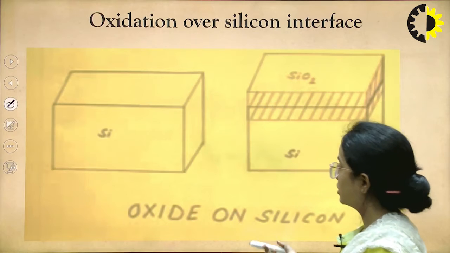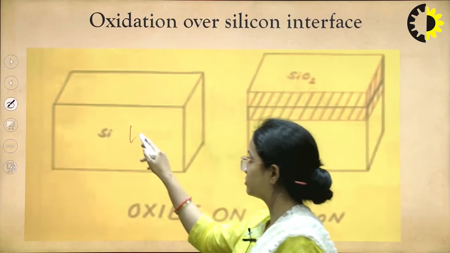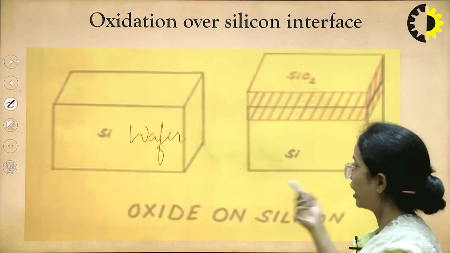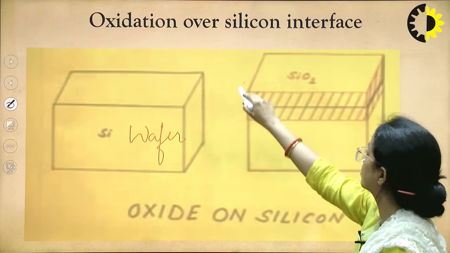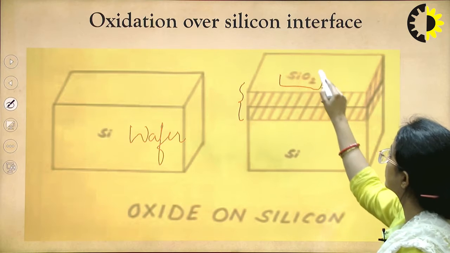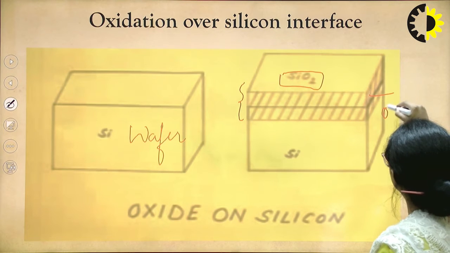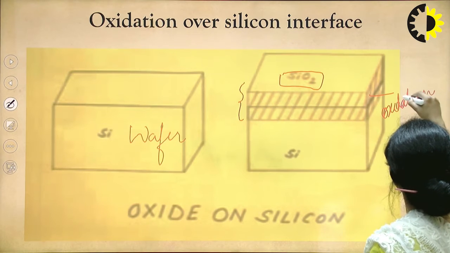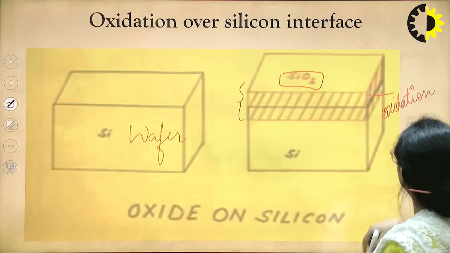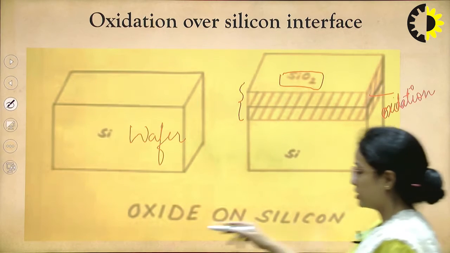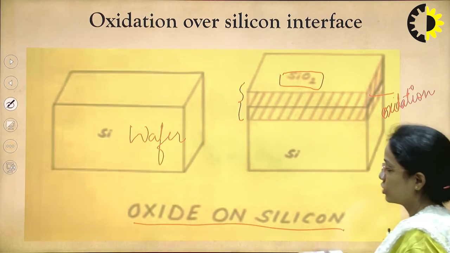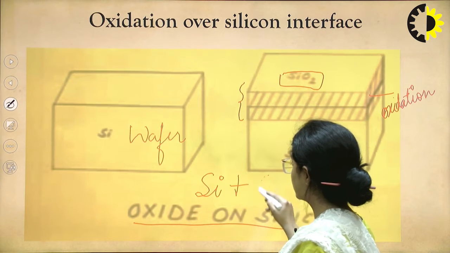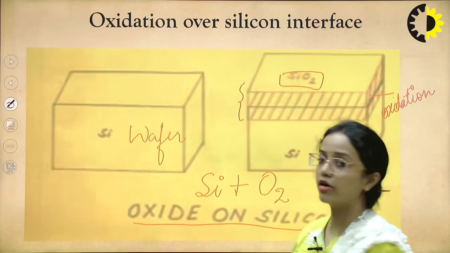So here we see it is a silicon wafer, and on that wafer we have successfully incorporated a layer of silicon dioxide, and this process is called oxidation. So it is oxide of silicon. Of course we need to have silicon, plus we need to expose it to an oxygen environment.